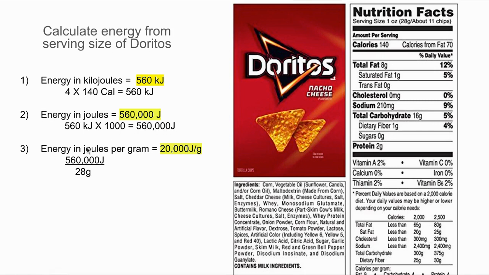How much energy in joules per gram? You take your 560,000 joules and you divide it by the grams of serving size. Right there, 28 grams. And that gives you 20,000 joules per gram of Dorito that you eat.